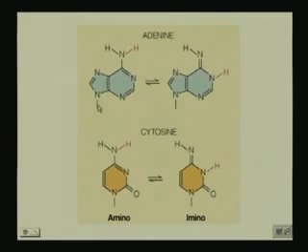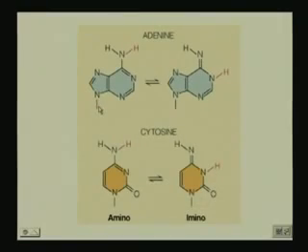Now, where is this attached? This is attached to the sugar ring, and what type of bond is this? Beta N glycosidic bond. So, we have adenine, with the amino form and the imino form. The same case with cytosine. We have an amino form and an imino form.